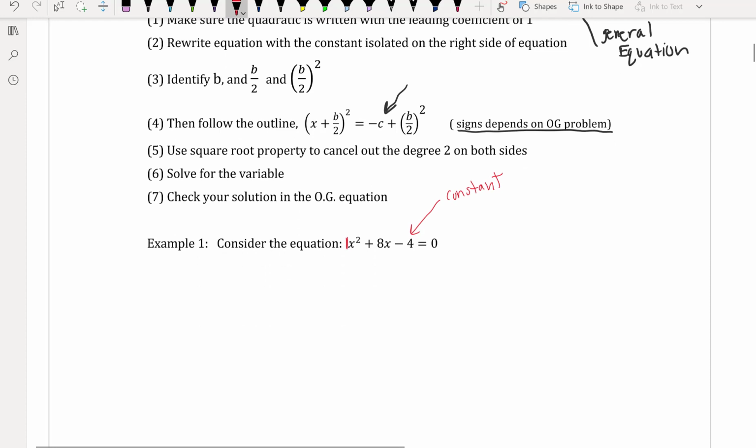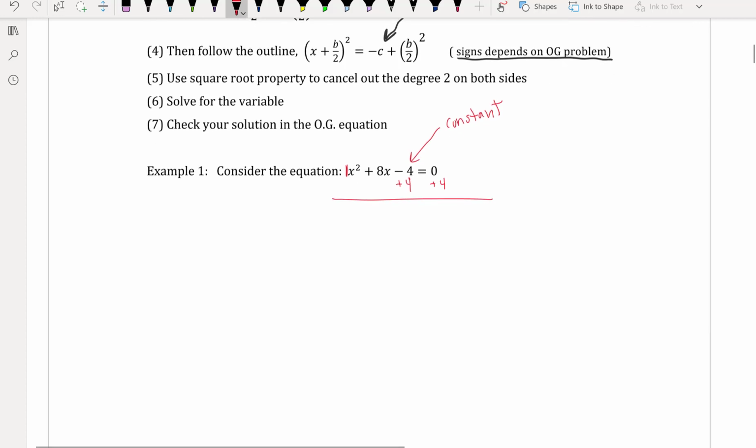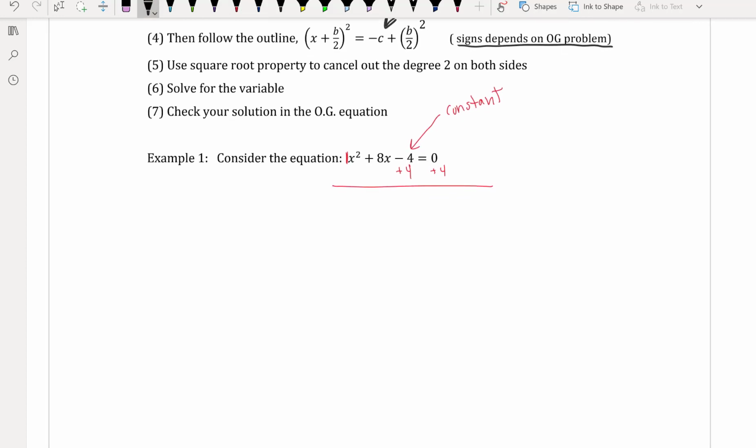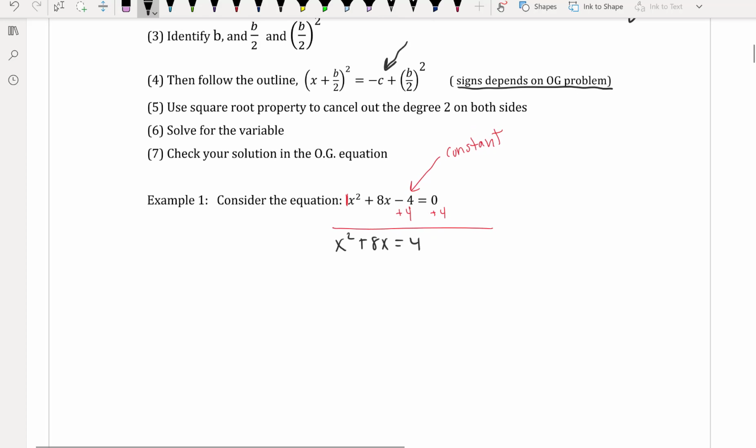So the opposite of subtraction is addition. So I'm going to add 4 to both sides. So really what I have now is x squared plus 8x is equal to a positive 4. So now for step 3, it says identify my b divided by 2, and b divided by 2 squared.